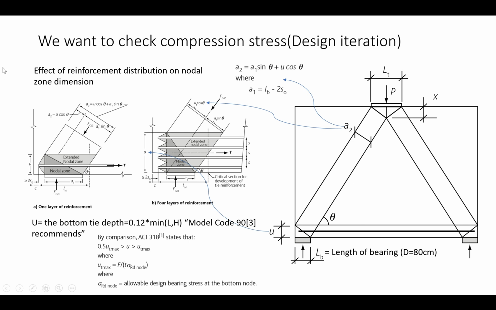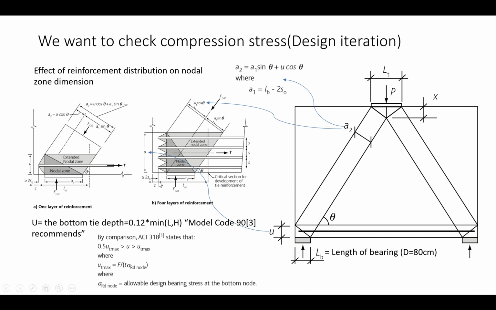And the effect of rebar distribution on the nodal zone dimension: if you use one layer of rebar, the nodal zone develops at the bottom of the pile cap, about the support. It looks like this one, but as you add more rebar layers, the nodal zone changes to this one, okay, you see.